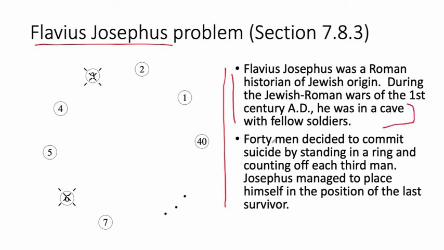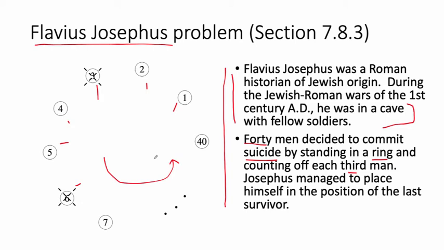There were 40 soldiers there. They were lost, but they wanted to keep their honor. So they decided to commit suicide in a very curious way. They stood in a ring and they counted to 3. Every third man, so 1, 2, 3, this guy commits suicide. Then 1, 2, 3 commits suicide. And they keep going round and round until there's only one man left. And then the one man commits suicide and they're all dead.